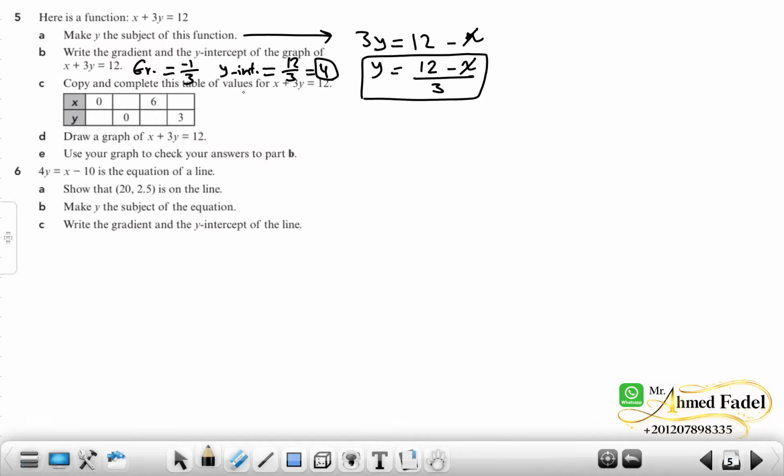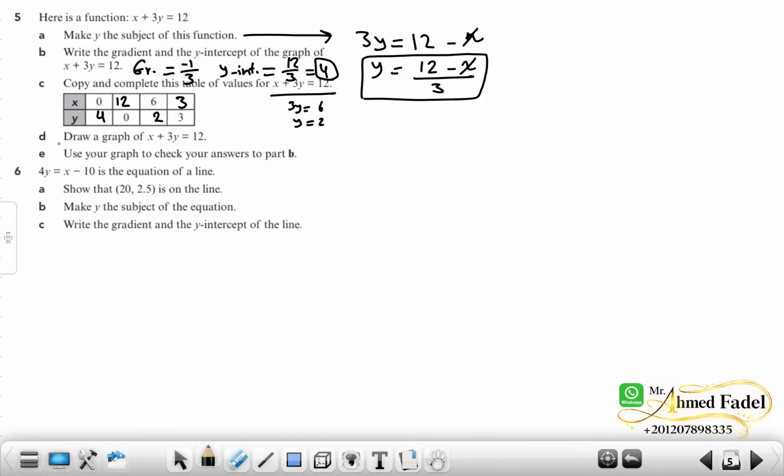C, copy and complete this table of values for x plus 3y equals 12. When x is 0, you're going to remove x and write 0. So 3y equals 12. y is going to be 4. When y is 0, 3 times 0 is 0, bye-bye. So x equals 12. When x is 6, send it to the other side, negative 6. So it's going to be 3y equals 6, which is y equals 2. When y is 3, 3 times 3 is 9, send it to the other side, negative 9, so x is going to be 3.